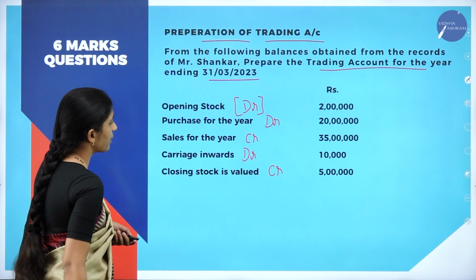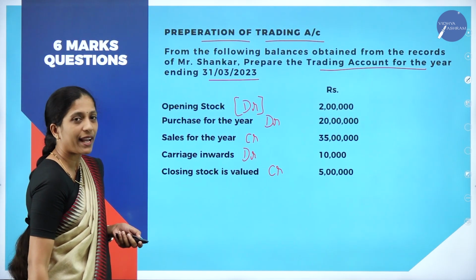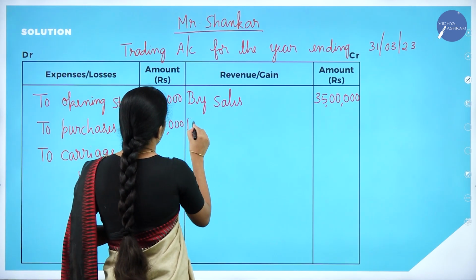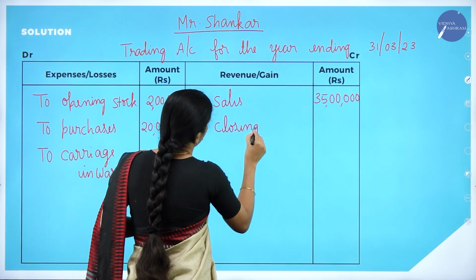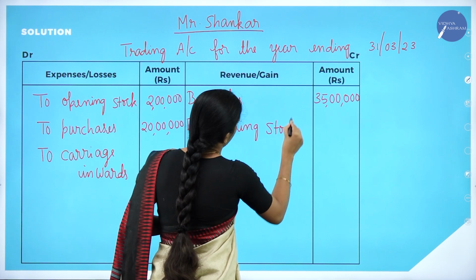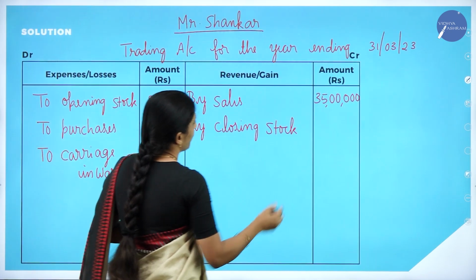Next we have closing stock. Closing stock is valued at 5 lakh. So it is in the credit side. So by closing stock, and the amount is 5 lakh.